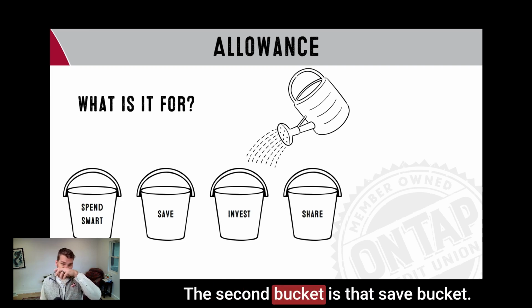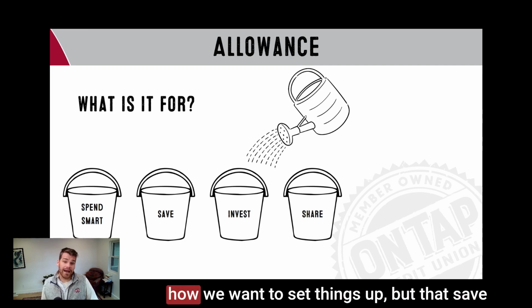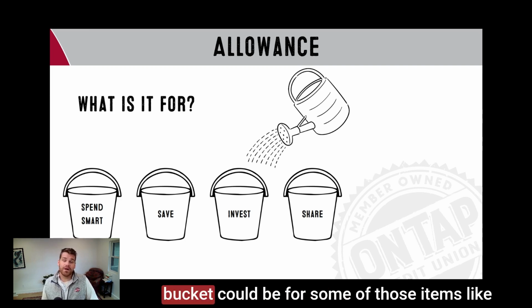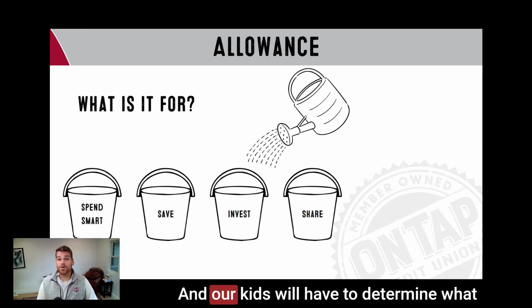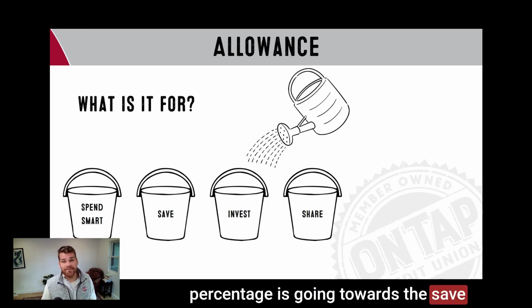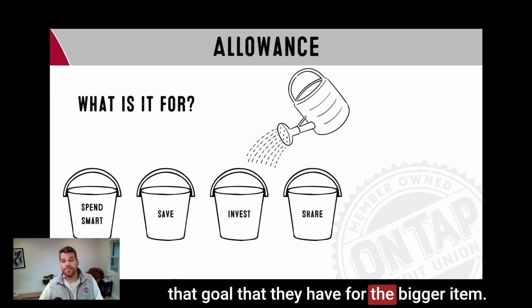The second bucket is that save bucket. It depends on how we want to set things up, but that save bucket could be for some of those items like that car, that video game system. And our kids will have to determine what percentage is going towards the save versus the spend smart in order to achieve that goal that they have for the bigger item.